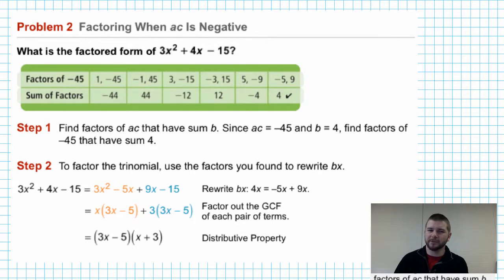Example problem number 2. Factoring when ac is negative. What is the factored form of 3x squared plus 4x minus 15? Well, consider the factors of negative 45. Of course, recall, negative 45 is the product of 3 and negative 15, and here's a list of the factors. Next, consider the sums of those factors. We know that our target sum is 4, because 4 is the coefficient of x in our original trinomial.